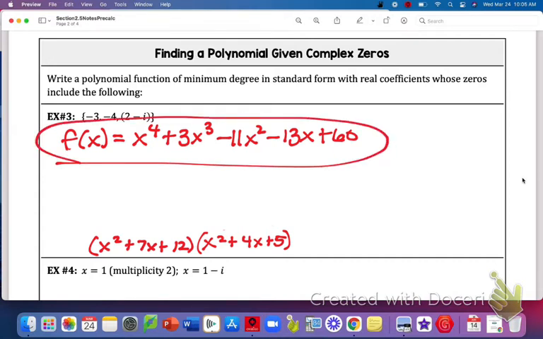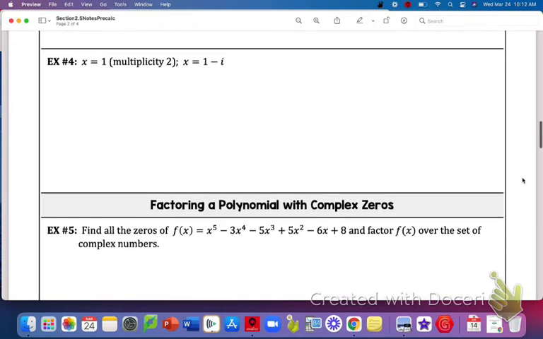Okay, so don't make the mistake I did. Conjugate of 2 minus i is 2 plus i. That was a really silly mistake. I don't know why I did that, but I did. So don't you do it. All right, let's go to example 4.